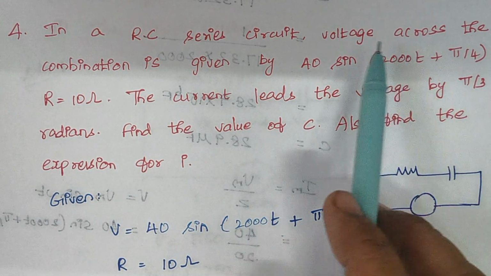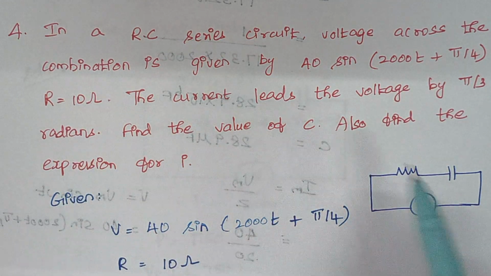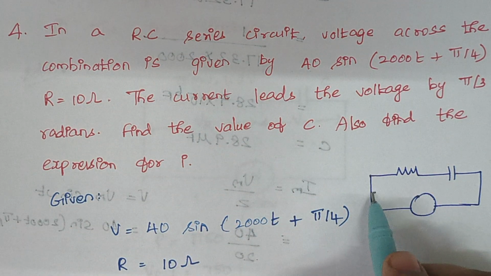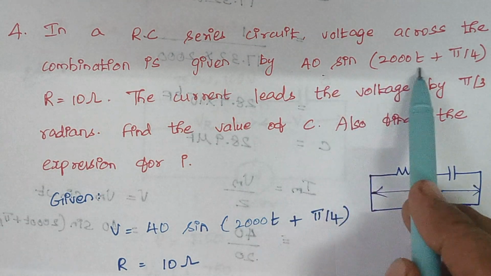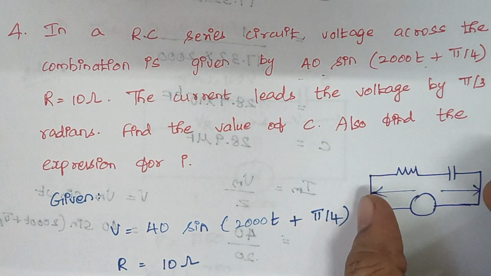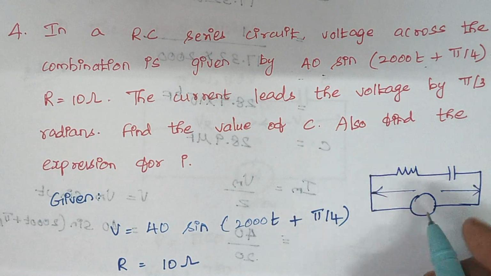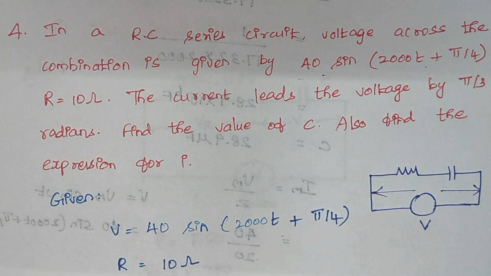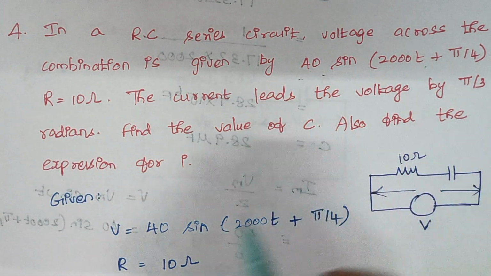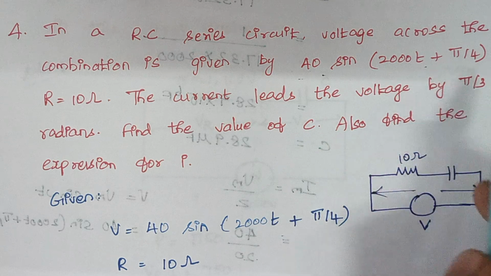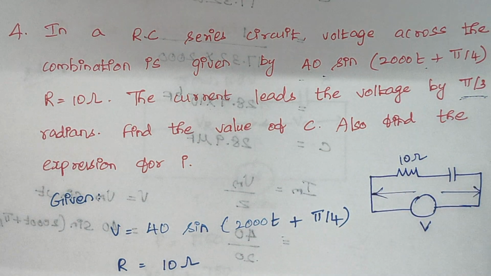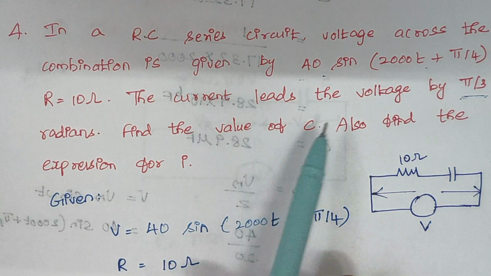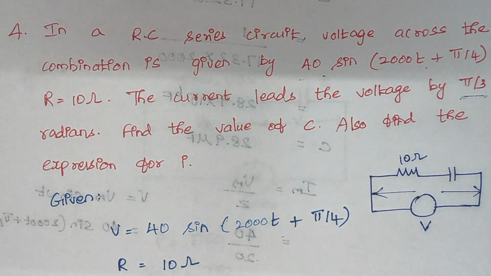So in this case, you see voltage across the combination, that is the total voltage across this combination of R and C, is given by this expression. So this total voltage is nothing but your source voltage V, right? And R is equal to 10 ohms. They had given the value of R. The current leads the voltage by pi by 3. So here the angle phi is also given. Find the value of C. Also find the expression for I.